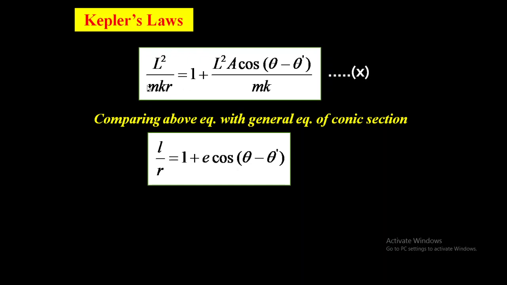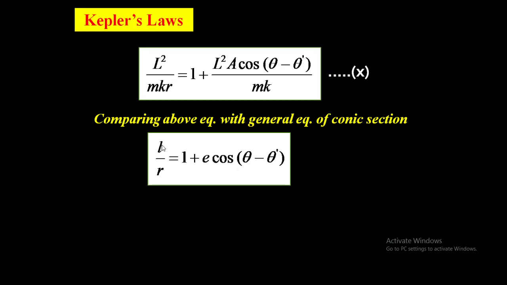So here the extra term is L square upon mk. This is 1 by R, and R is already there. So in place of L, here is L square by mk, the coefficient of 1 by R. The coefficient of 1 by R is L square by mk.